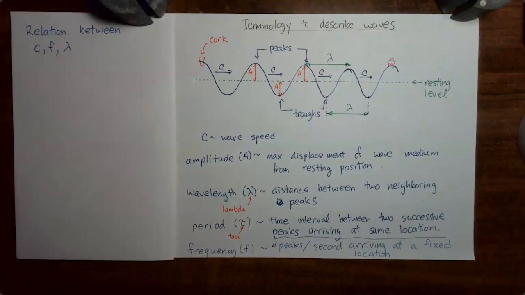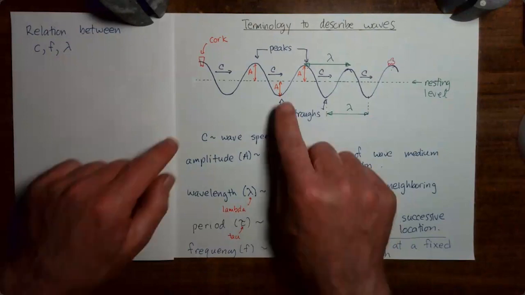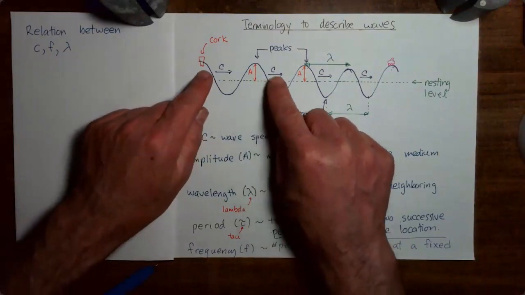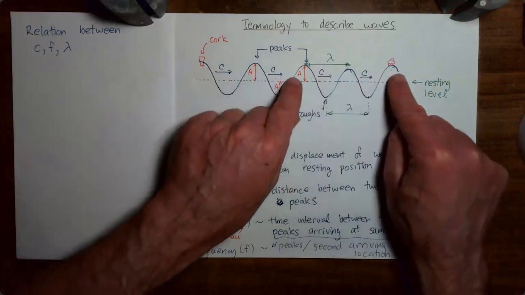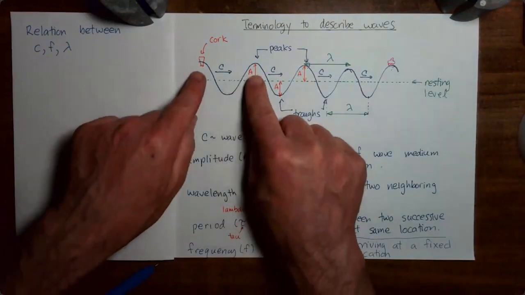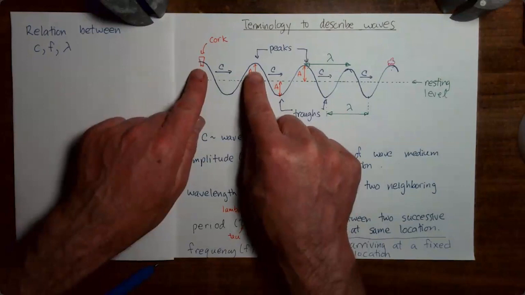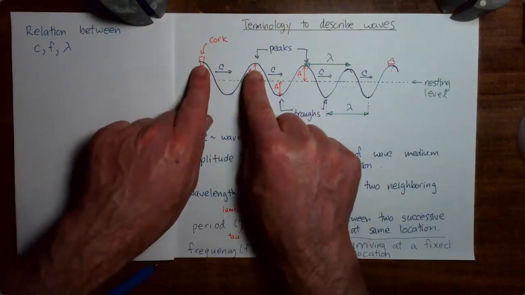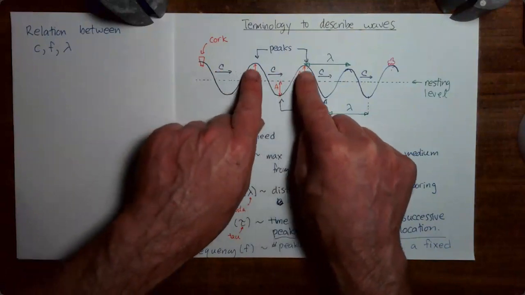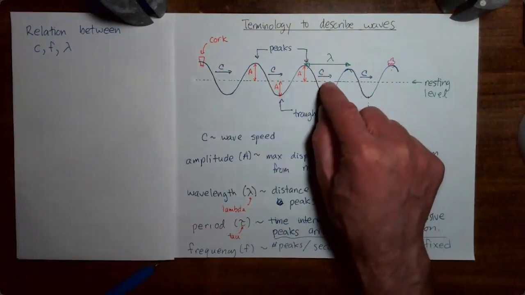First, we have the wave speed. The wave speed is the speed at which the peaks and troughs of the wave propagate along the surface. So if this was the actual surface of a lake, you would see these high points on the wave, the peaks, actually moving along the surface of the lake at speed c.